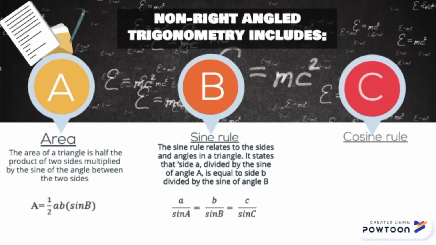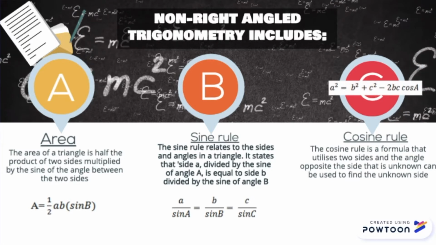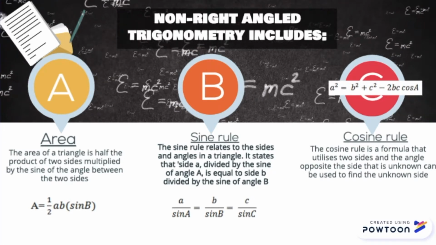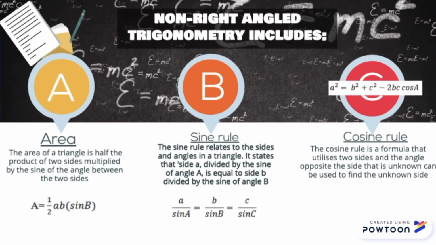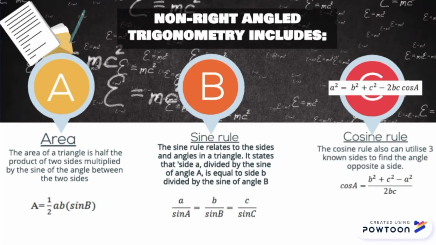The cosine rule is a formula that uses two different sides and the angle opposite the side that is unknown, which can be utilized to locate the unknown side. This is presented by the following equation. The cosine rule can also utilize three known sides to find the angle opposite a side. This is further encompassed in the equation provided.